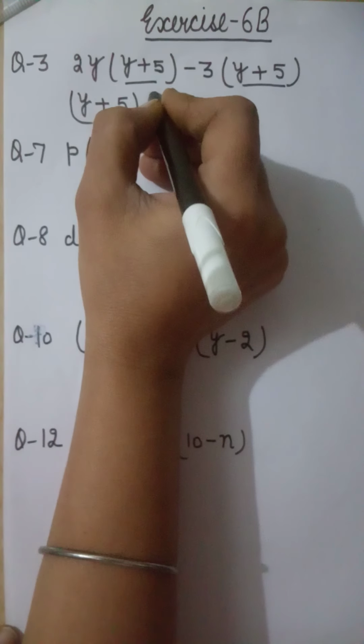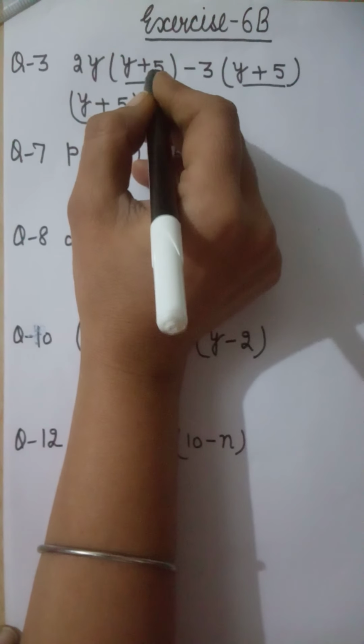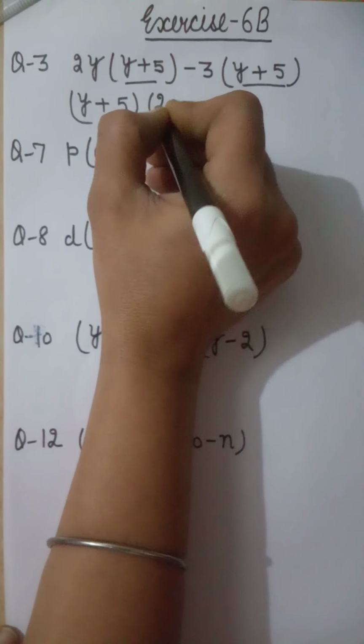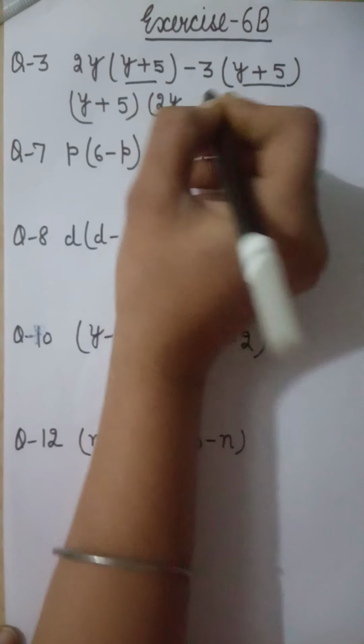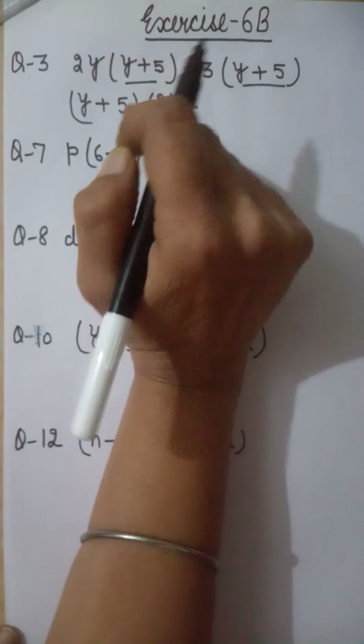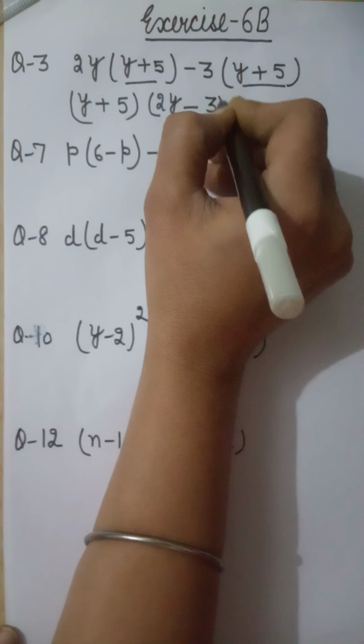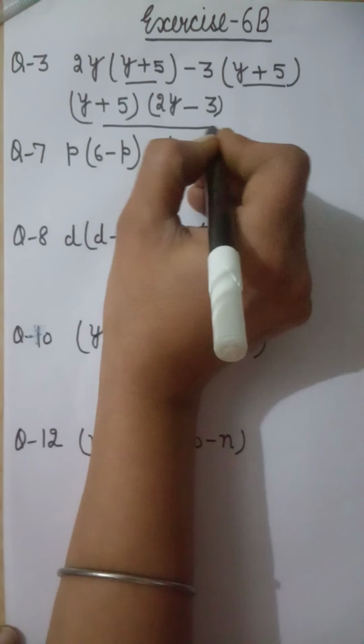Then what is left here? This (y + 5) is divided by this (y + 5), it is cancelled. So we are left with 2y minus, this (y + 5) is cancelled with this (y + 5). So what is left? 3. Now this is the answer.